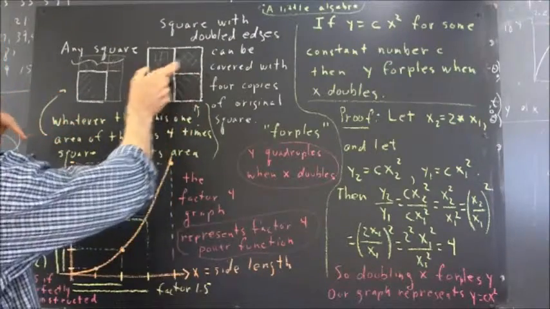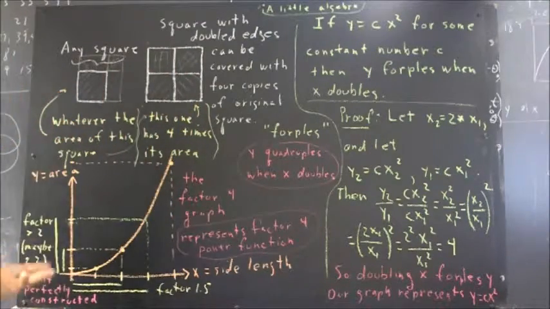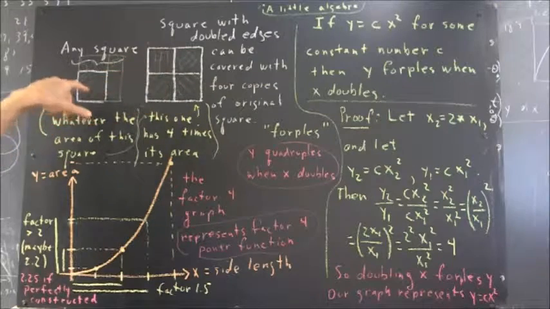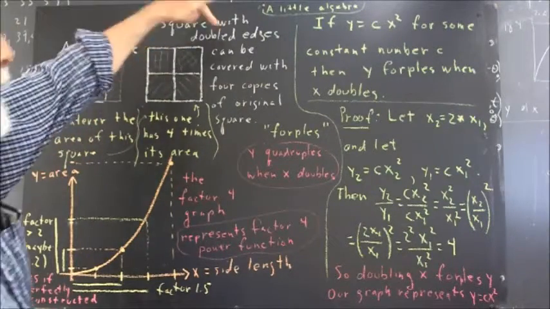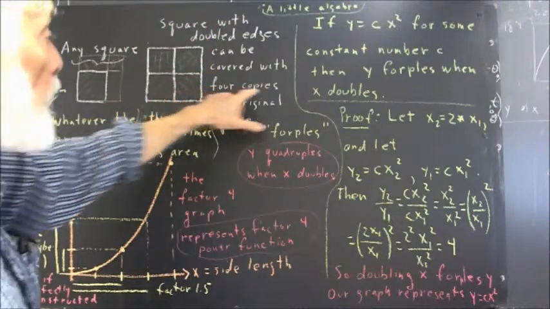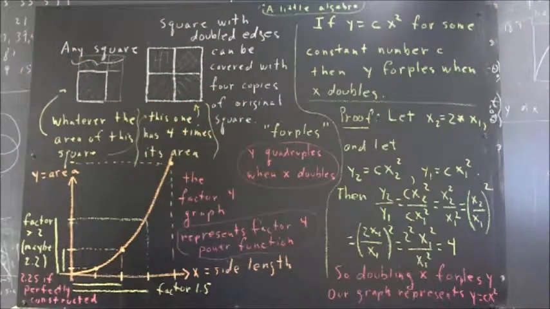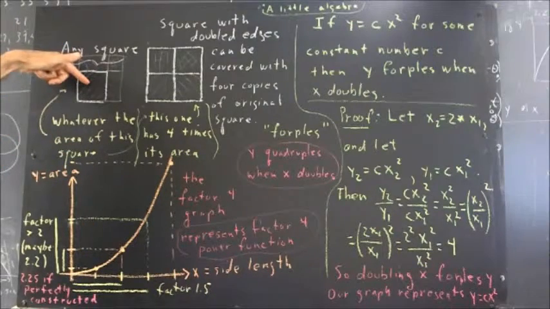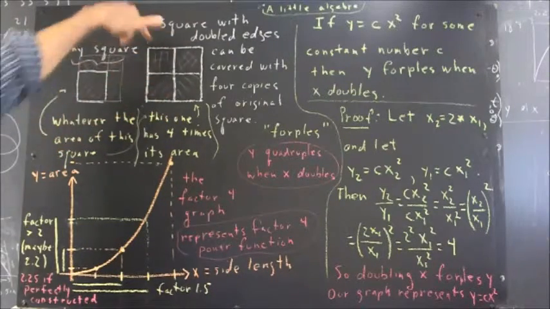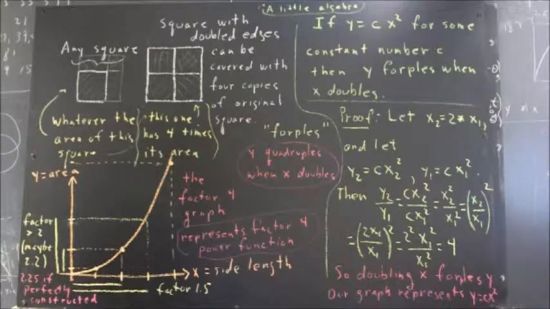another one here, another one here, and another one here, which means that I now have 4 squares, each equal in area to the first, so that a square with doubled edges can be covered with 4 copies of the original square. Thus, whatever the area of this original square here, this one here has 4 times its area.